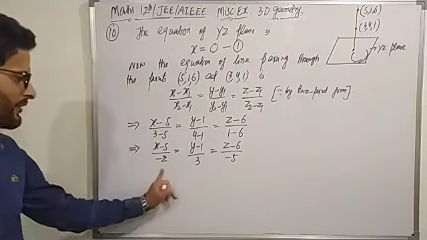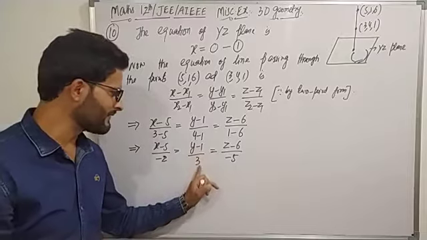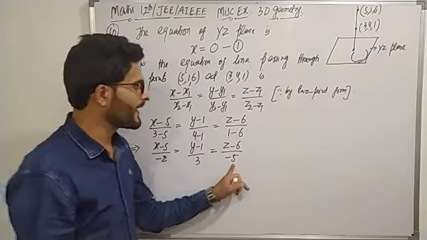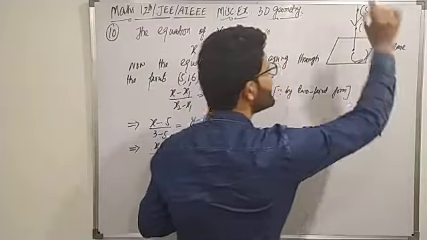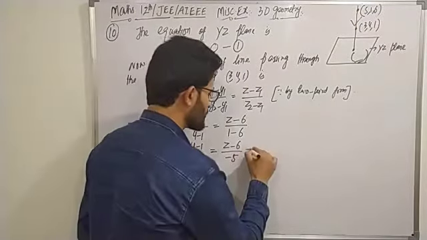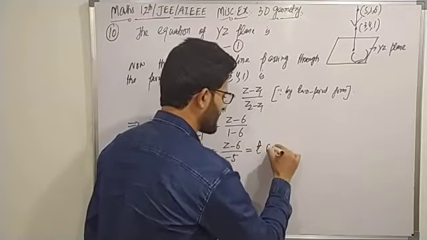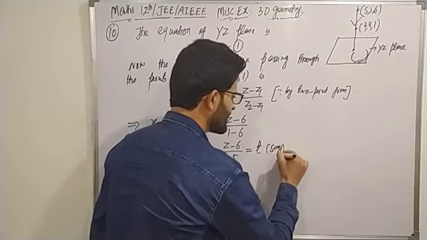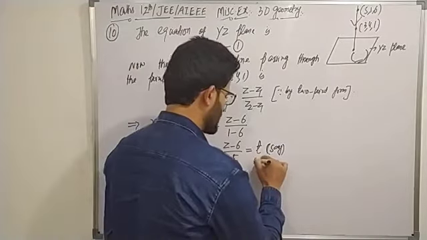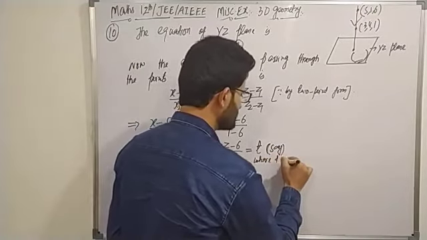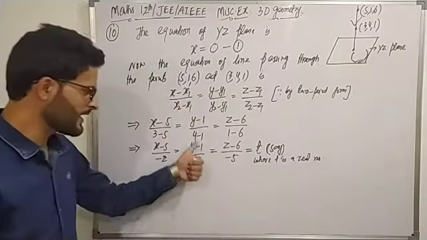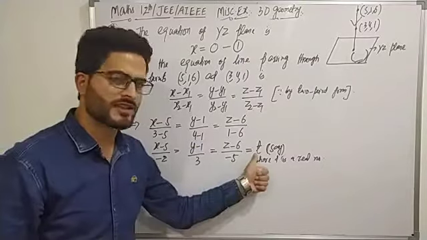So (x minus 5) divided by minus 2, (y minus 1) divided by 3 is equal to (z minus 6) divided by 5 would be the equation of this line which is passing through 2 points. And suppose all these ratios we take equal to some scalar t, where t is a real number.